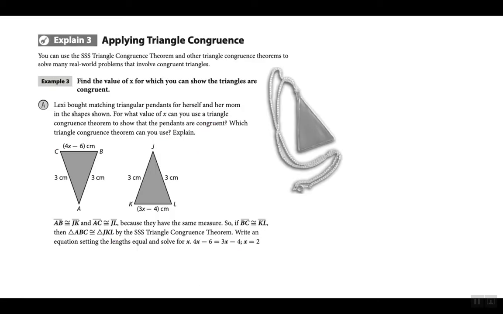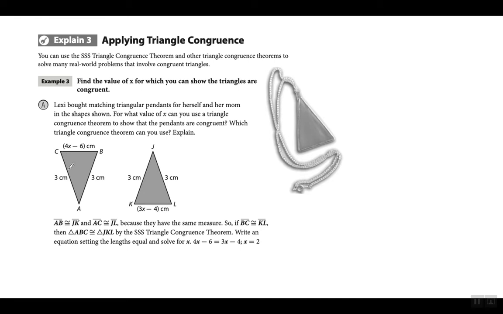All right, let's go to the next slide. Okay, now we're using algebra here. It says we've done problems like this in the last couple of classes, all right? It says find the value of x for which you could show the triangles are congruent. In other words, what does x have to be in order for both of these triangles to be congruent?